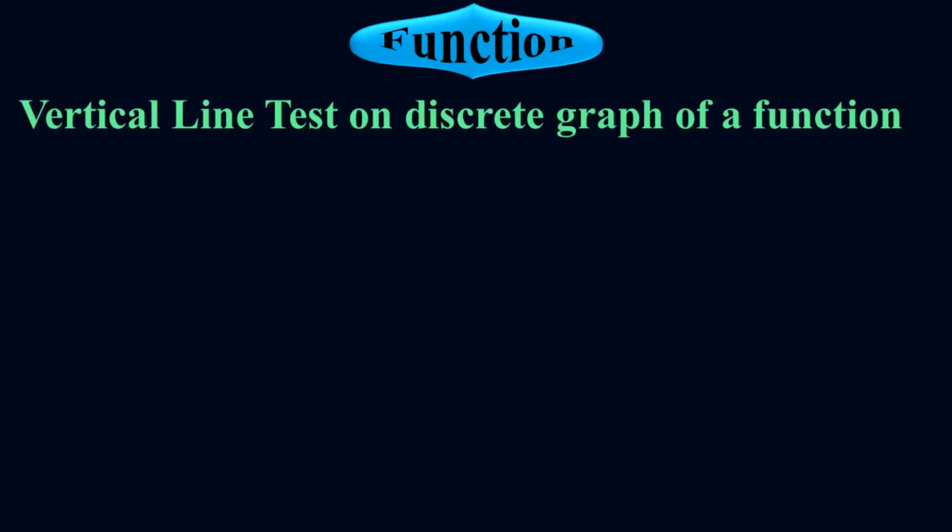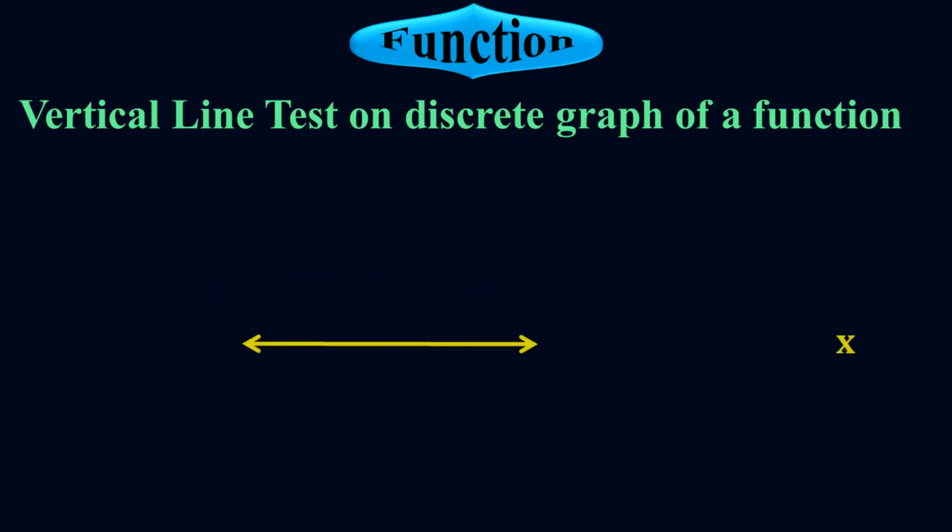But what if I do the vertical line test on a discrete graph of a function? Until now we were doing the vertical line test on continuous graphs, but now we're going to try the vertical line test on a discrete graph of a function. How does it happen? Let's see it.